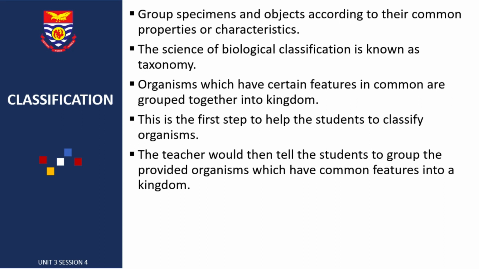This is the first step to help the students to classify organisms. So the teacher, you tell the students to group the organisms provided according to their common features. For example, all multicellular organisms which possess chlorophyll and feed by photosynthesis should be placed in the plant kingdom. And the kingdom is the largest unit of classification.